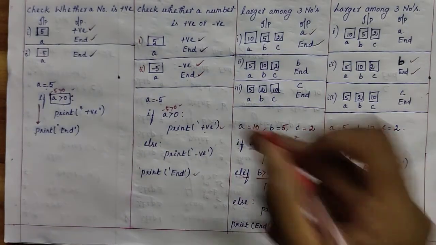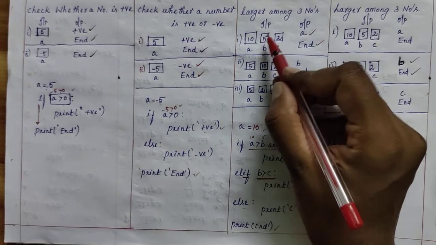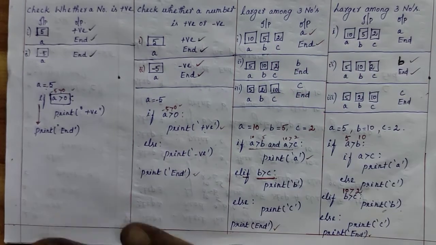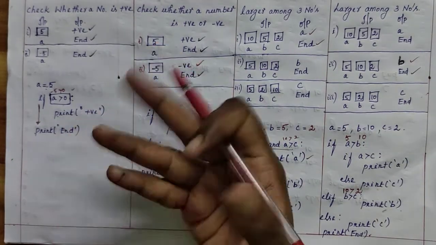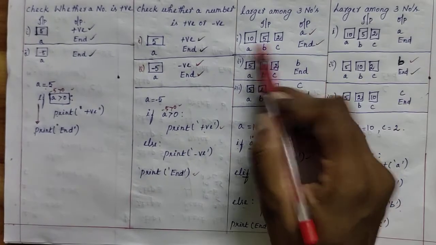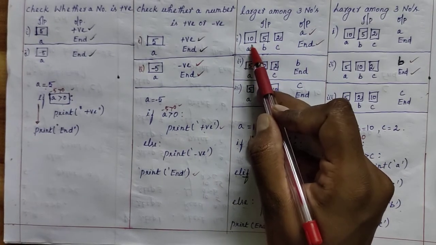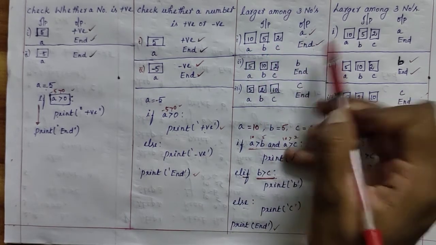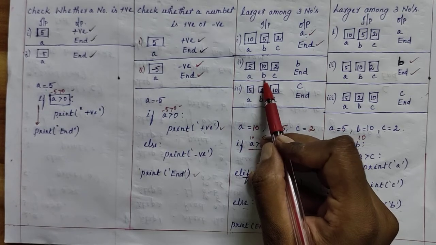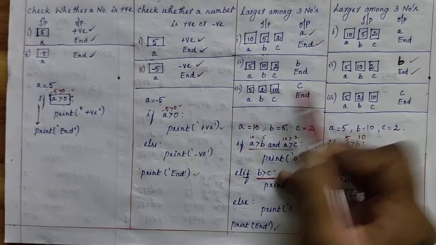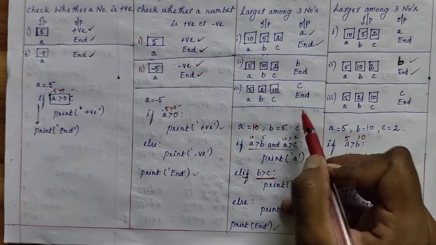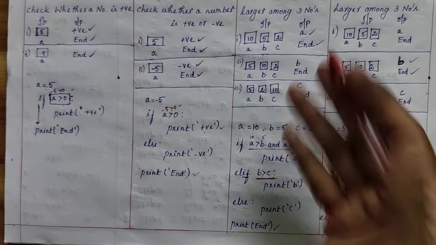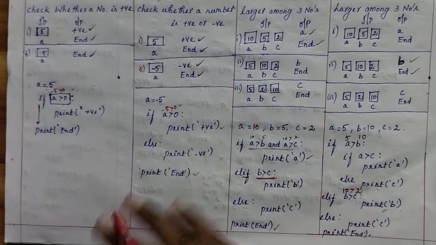And the third category is larger among the 3 numbers. How many input numbers are needed? 3 numbers. And what's the output? We just get the number which is largest. In the first case I give a larger value for a, so the output is a and that of end. In the second case I give a larger value for b, and the output is b and that of end. In the third case I give a larger value for c, and we get the output c and that of end. So how are we getting a? Can you tell?